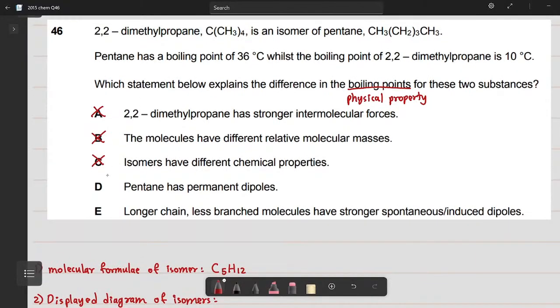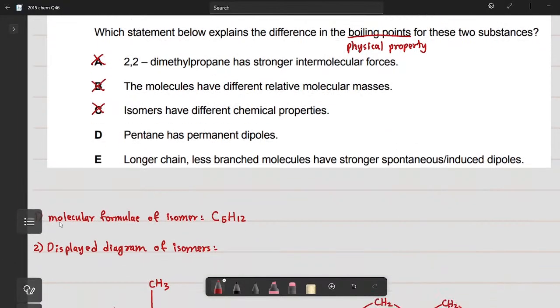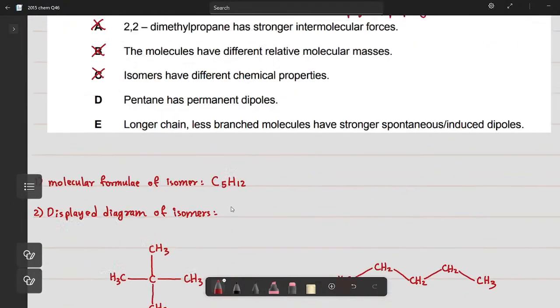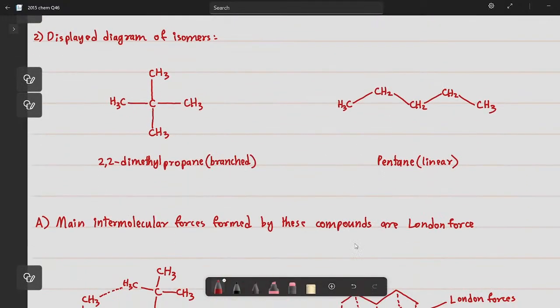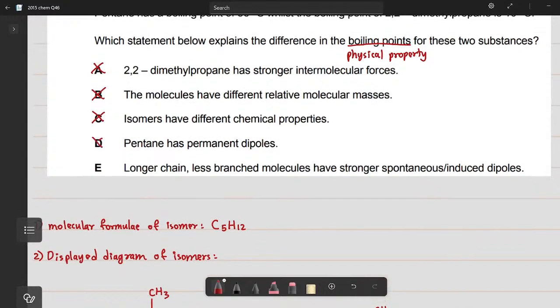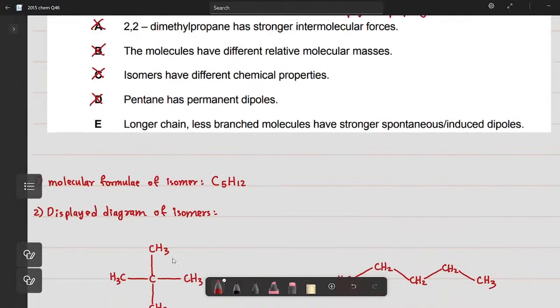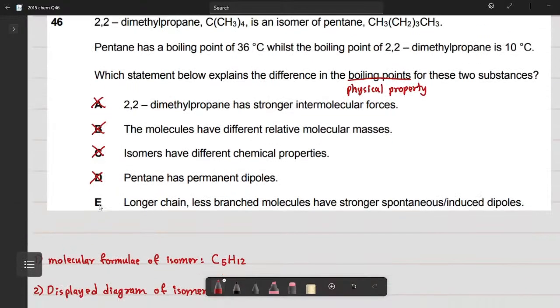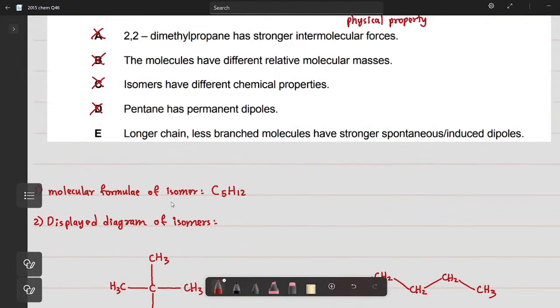So now moving on to option D. Pentane has permanent dipoles. As we clearly said, they're both non-polar molecules. The only forces they form are London forces. So this is also incorrect because permanent dipoles are formed only in polar molecules. These are hydrocarbons and they're non-polar molecules, so there's no permanent dipoles.